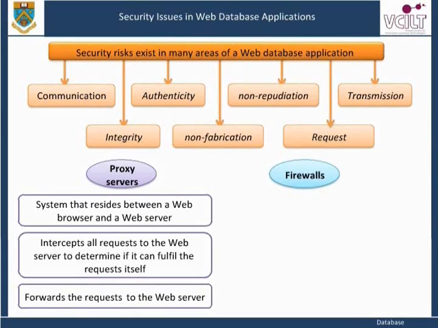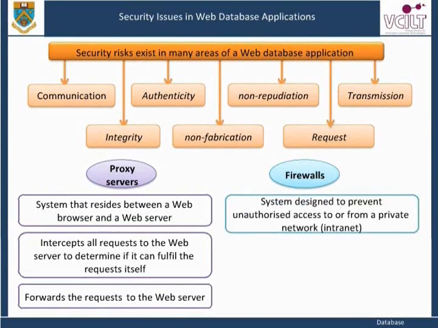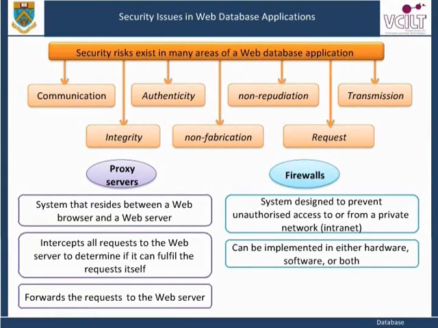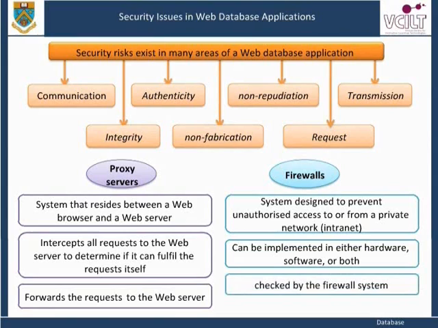Firewalls. A firewall is a system designed to prevent unauthorized access to or from a private network, an intranet. It can be implemented in either hardware, software, or both. All data entering or leaving the intranet, connected to the internet, must pass through the firewall. They are checked by the firewall system, and anything that does not meet the specified security criteria is blocked.